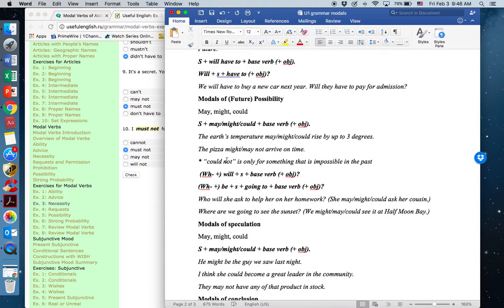We can make questions out of these by saying WH word if we want to, will, then subject, base verb, object clause, or WH, be, subject, going to, base verb.